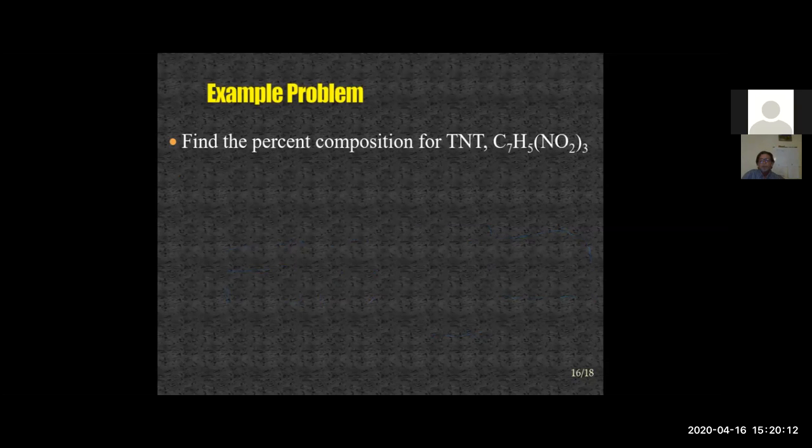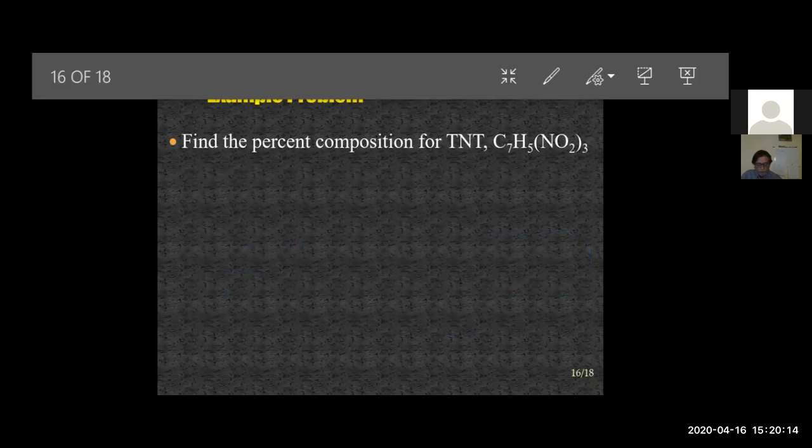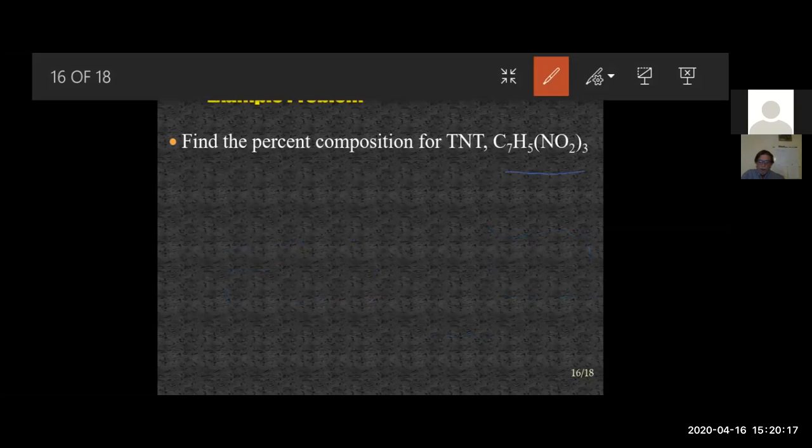Okay, the formula is given to you there. It's got 7 carbons. It's got 5 hydrogens. There are 3 nitro groups, NO2 groups. That means there are 3 nitrogens and 6 oxygens, okay? So we need that bit of information.